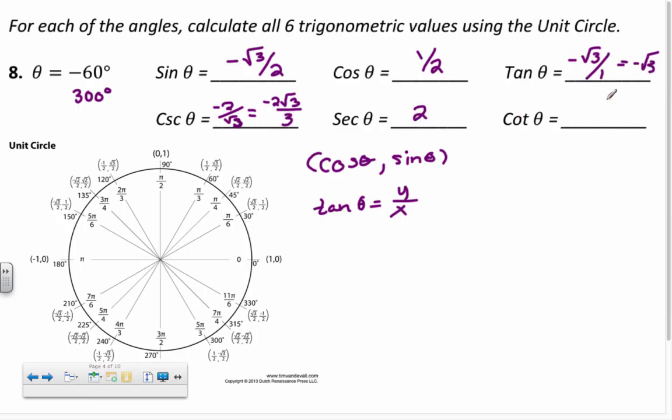And then I can do the reciprocal of the tangent for the cotangent. Here, the reciprocal would be negative 1 over the square root of 3. And again, if I were to rationalize that, like I did on the last slide, I would get negative square root of 3 over 3. So really, we have to just find sine, cosine, and tangent, and then use the reciprocal property for the cosecant, secant, and cotangent.